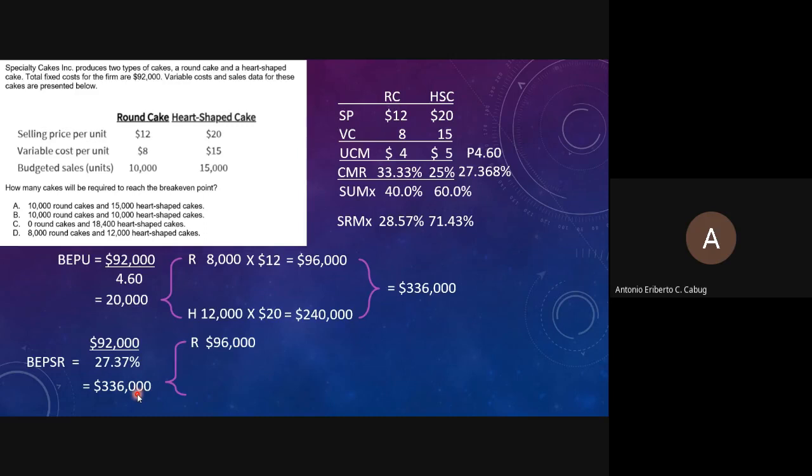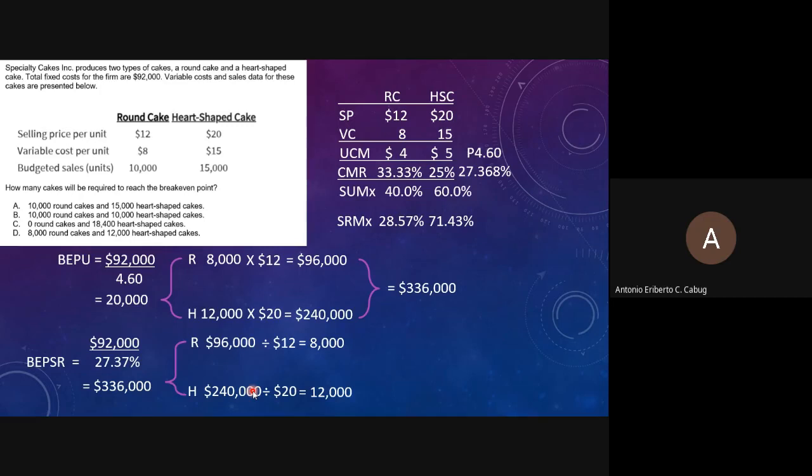71.43% of 336K, that's 240,000. Gusto nyo bang makuha ulit yung break-even point in units? Divide both products by their corresponding price. 96 over 12, 40 over 20. You are back to 8K and 12K.